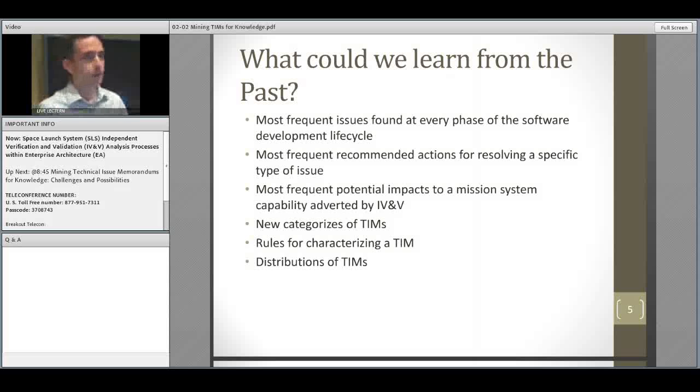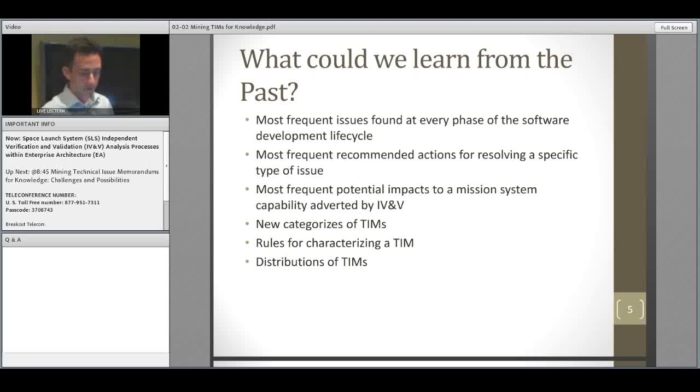The question posed here is, what can we learn from the past? And by the past, I mean the past is stored in our repositories of TIMs that have been generated over the past 20 years. The list that I have here by no means is an exhaustive list, but just a list to try to prompt ideas and discussion.